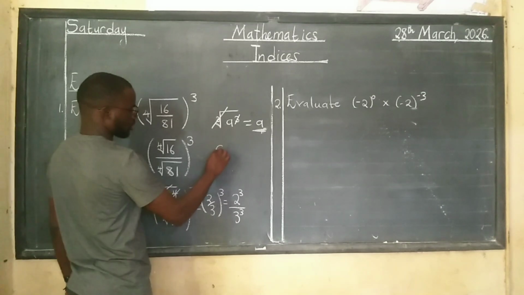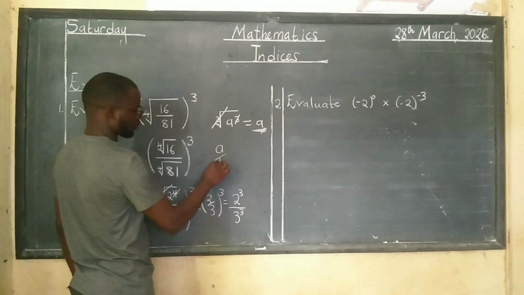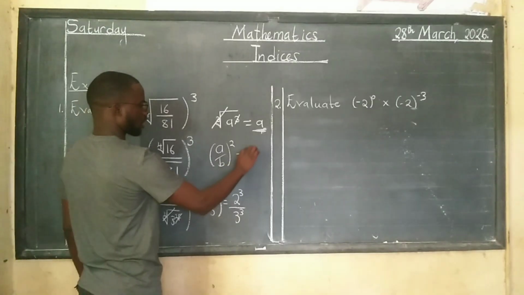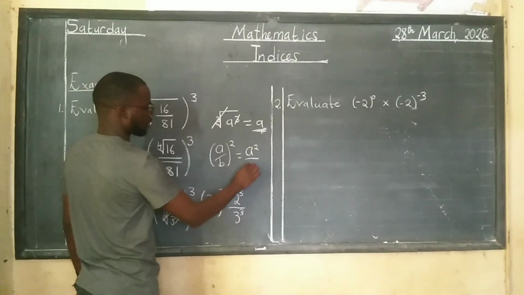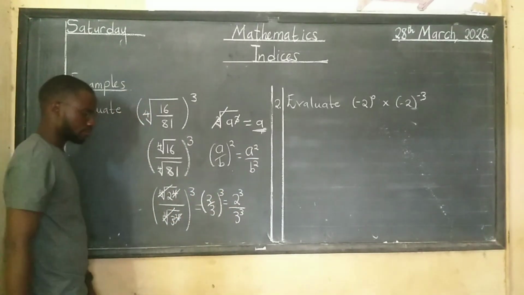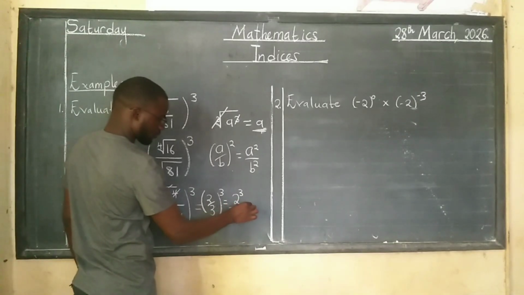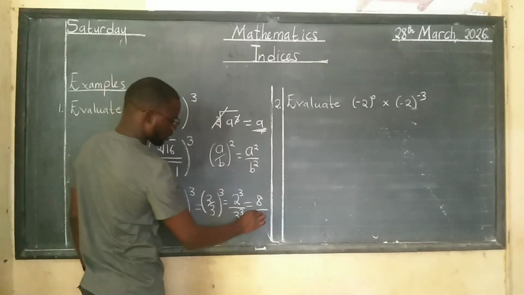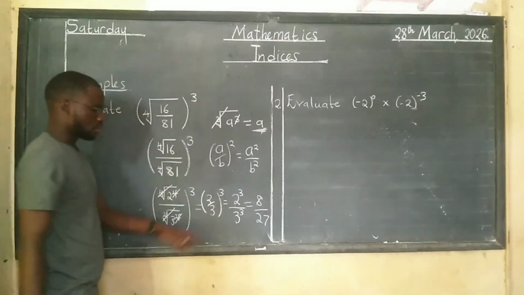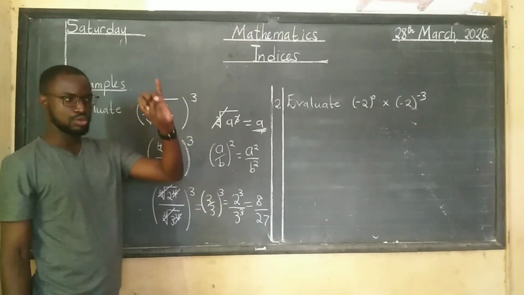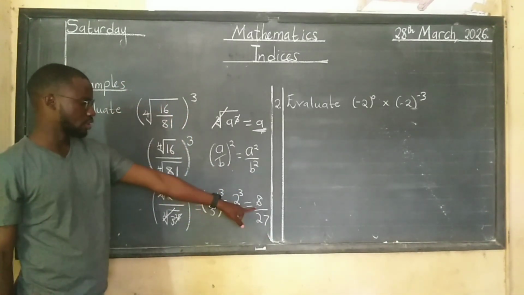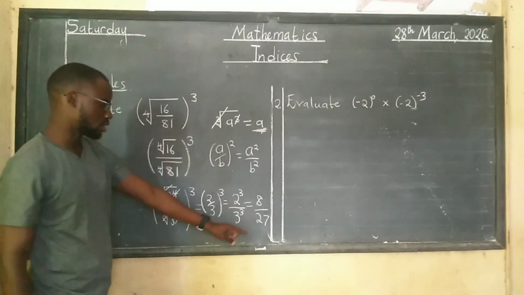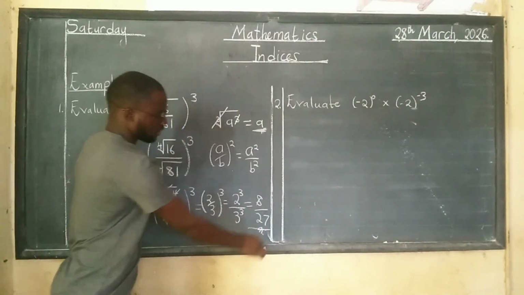We are using this law, which shows that the power applies both to the a, like this, and to the b, like that. So, at this point, 2 to the power 3 is 8, 3 to the power 3 is 27. How? 2 to the power 3 is 2 times 2 times 2, which is 8. 3 to the power 3 is 3 times 3 times 3, which is 27. So it is the final answer.